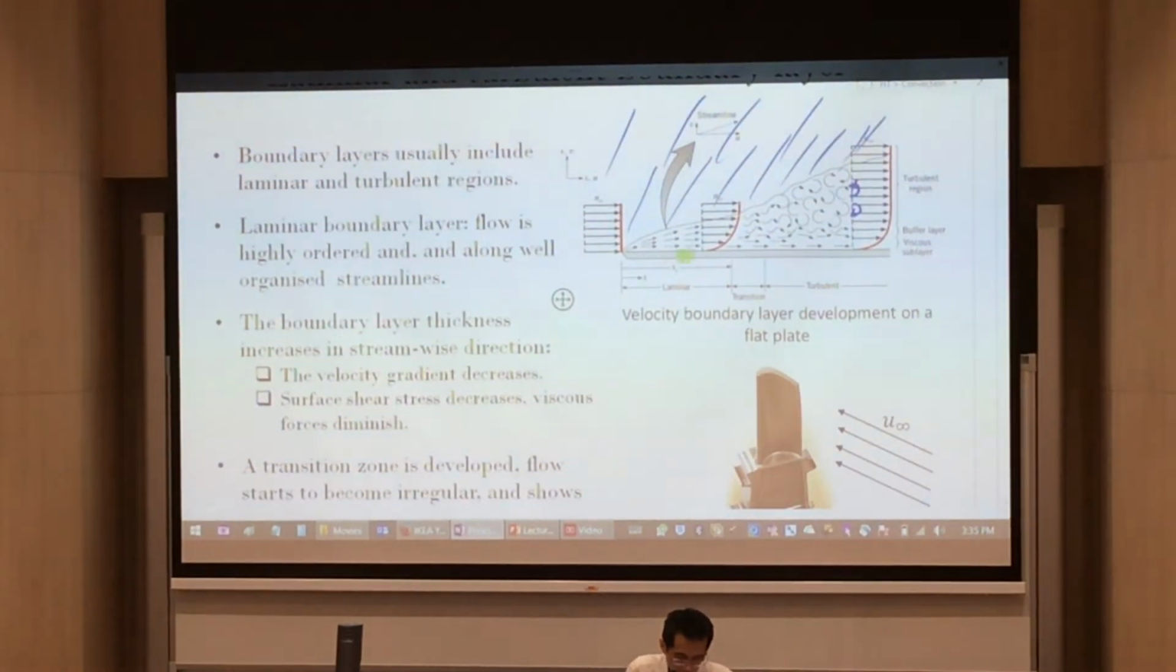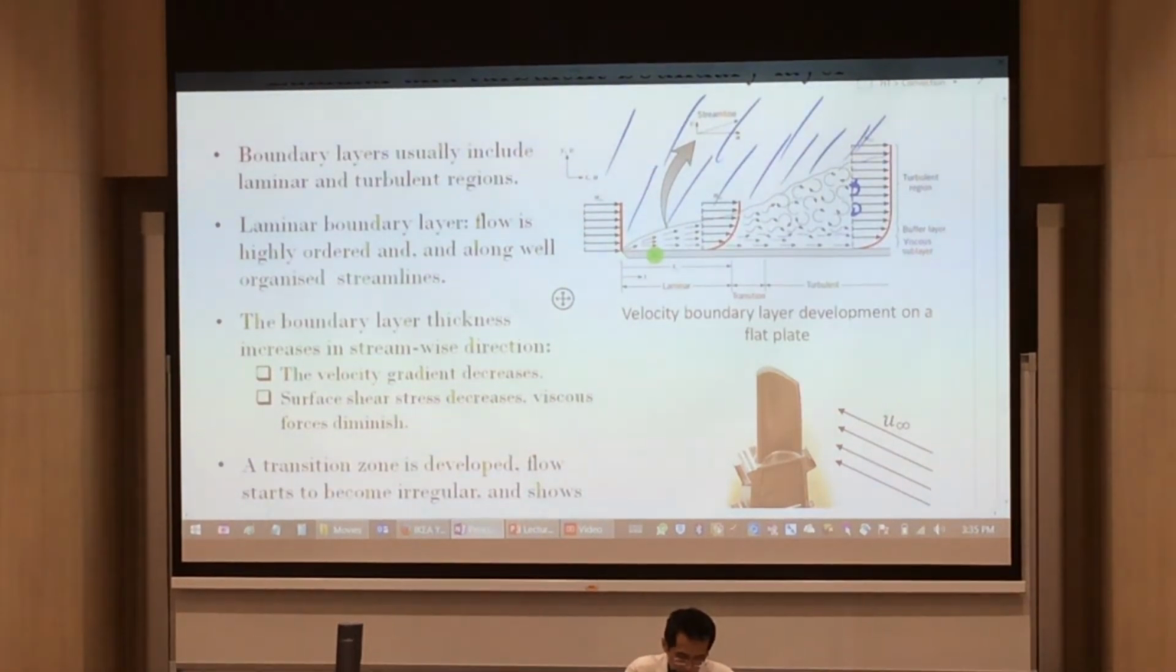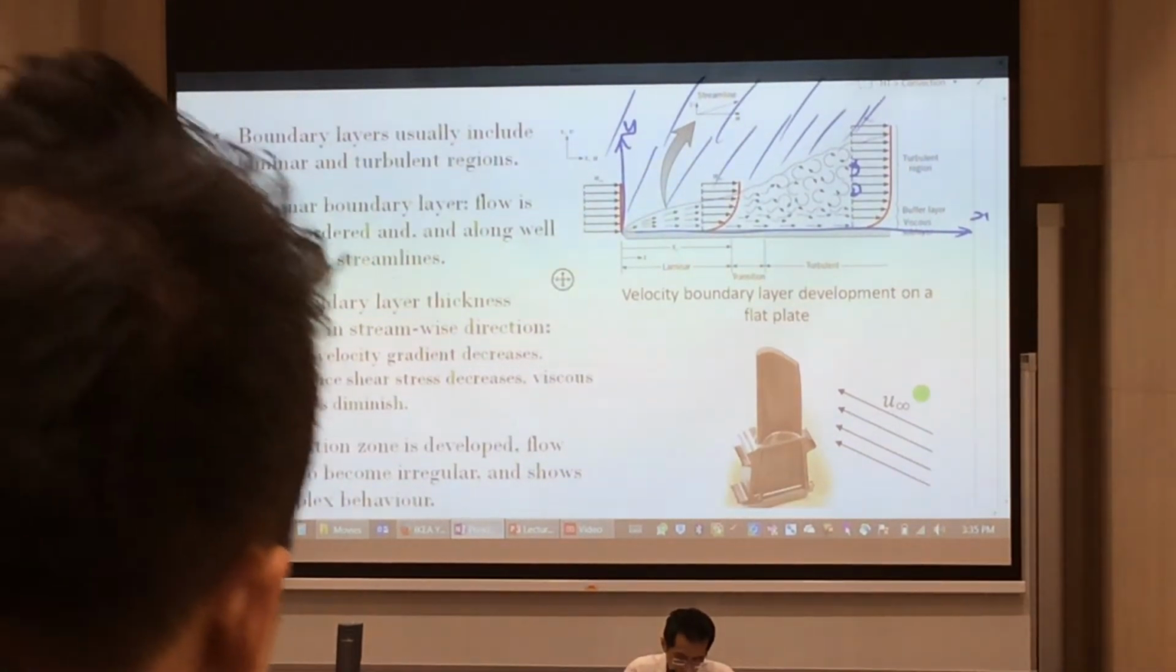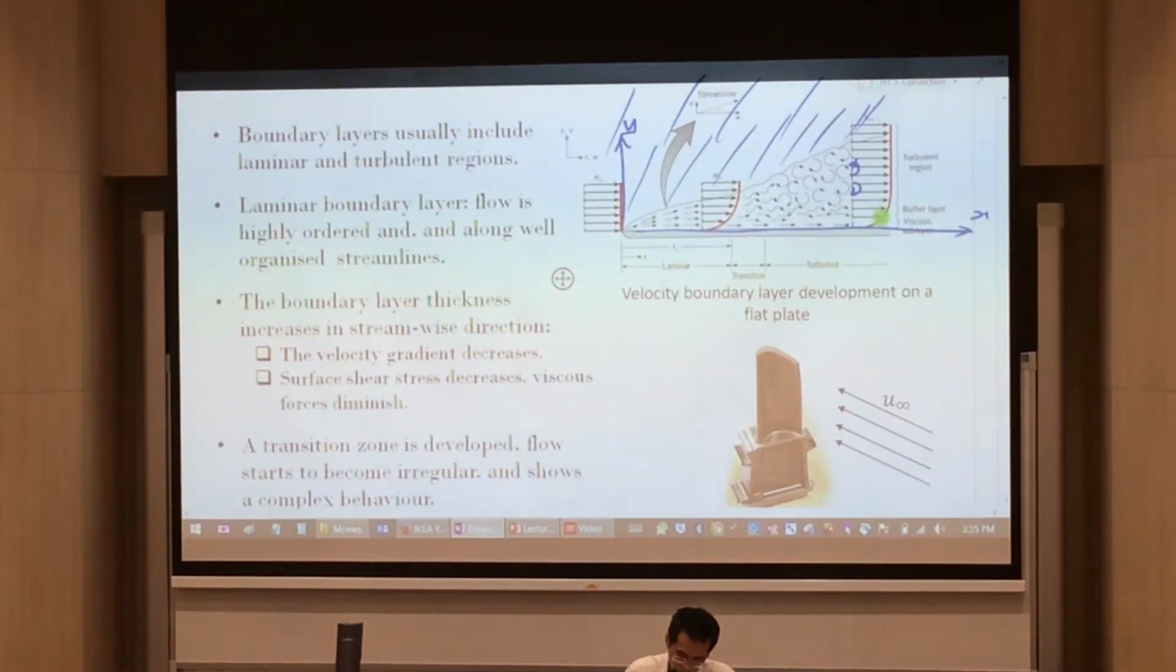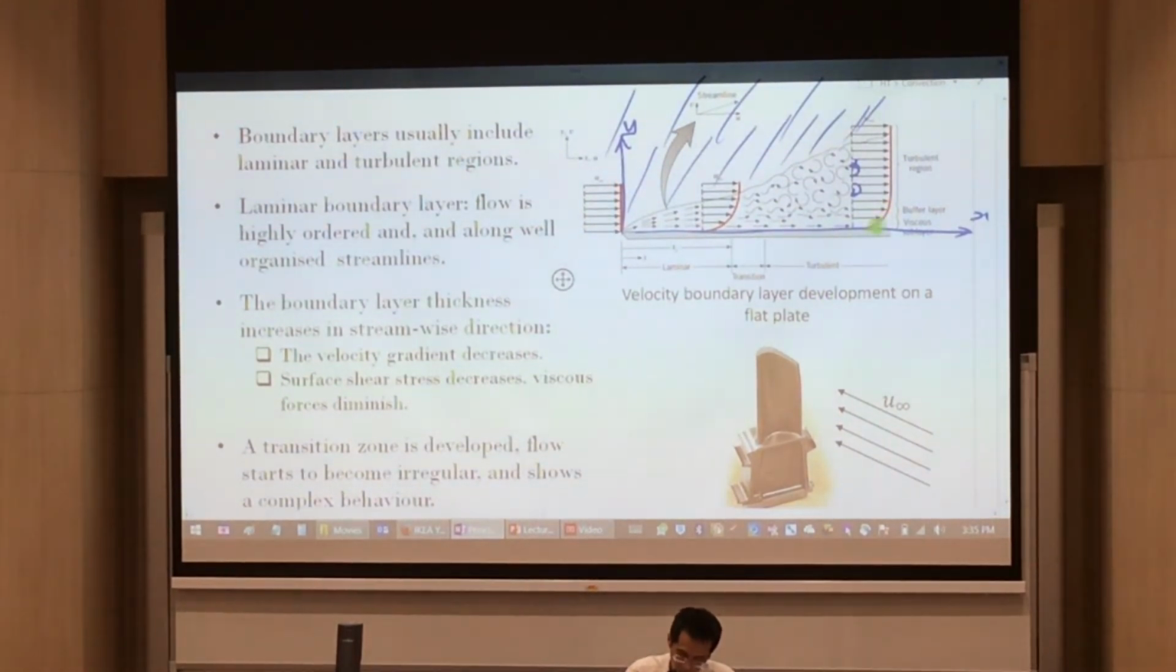So in this laminar boundary layer region, the flow is very ordered, it's laminar. And the boundary layer thickness increases as we go along this axis. So this is the y-axis, and there is your x-axis. The velocity gradient decreases within that turbulent region. Later on there will be another slide to show that difference. And the surface shear also decreases.